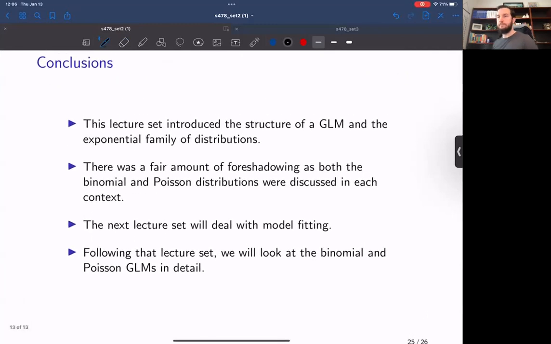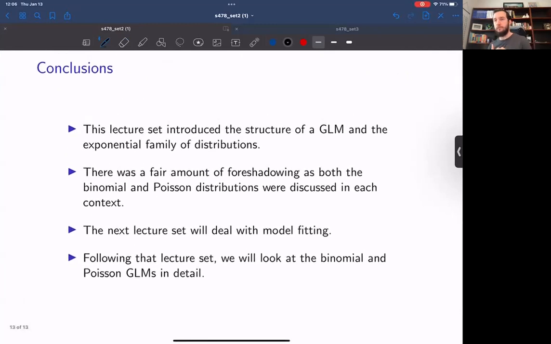Okay, so in this lecture set, we introduced the framework for formulating a generalized linear model, and we introduced the exponential family distributions. We looked at examples focusing on the normal distribution, the binomial distribution, and the Poisson distribution. A little bit of foreshadowing there, because the binomial and the Poisson are two distributions that we're going to study in detail. We're not going to focus too much on the normal because that's just the standard linear model, but there will be some questions that refer to that particular model on the assignments.